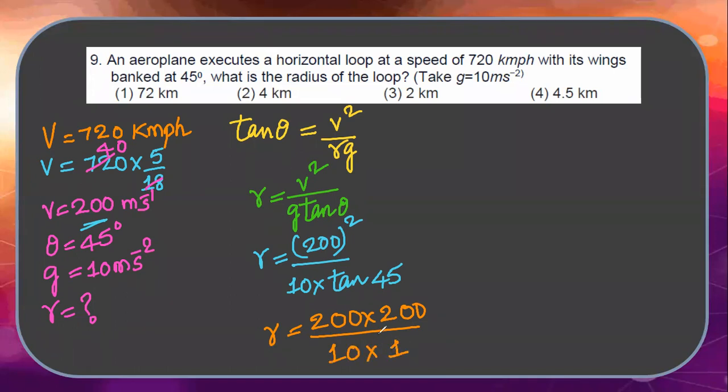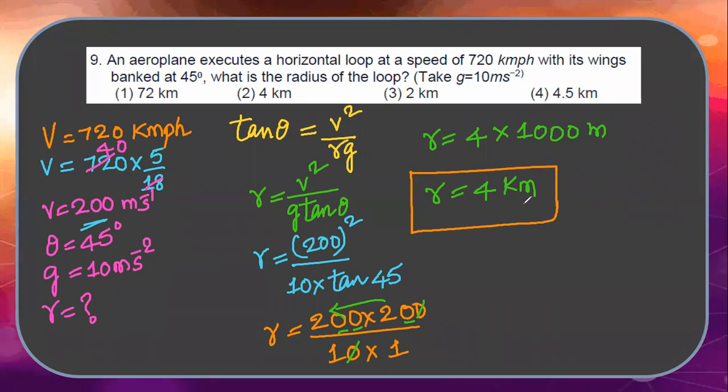This 10 will get cancelled. 0 and 0 gets cancelled. 2 2s are 4. 2 2s are 4. Therefore, R is equal to 4 into 1, 2, 3. 4 into 1000 we may write. 1000 meters. Our radius R is equal to 4 into this 1000, we may write as a kilometer. 1000 will be equal to 1 kilometer. Therefore, 4 kilometers. The radius of the circular path is 4 kilometers. Second option is correct.